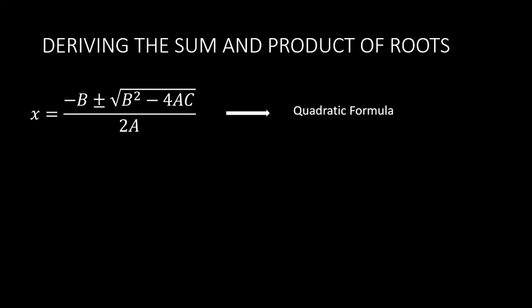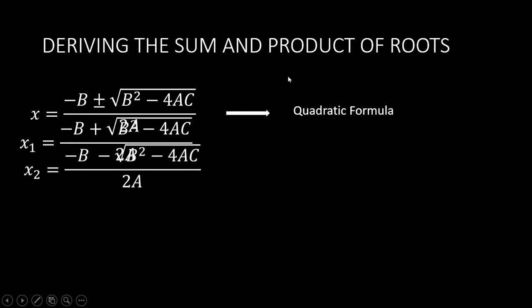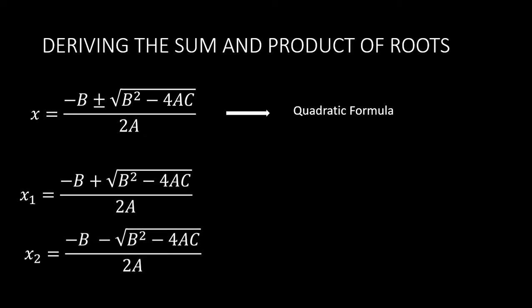And then, sa pag-derive ng sum and product of roots, we must know first this equation. So this equation is the quadratic formula. And the ambiguous sign, positive, negative here, simply means that our first value of x is negative b plus square root of b squared minus 4ac all over 2a. And our second value of x is negative b minus square root of b squared minus 4ac all over 2a.